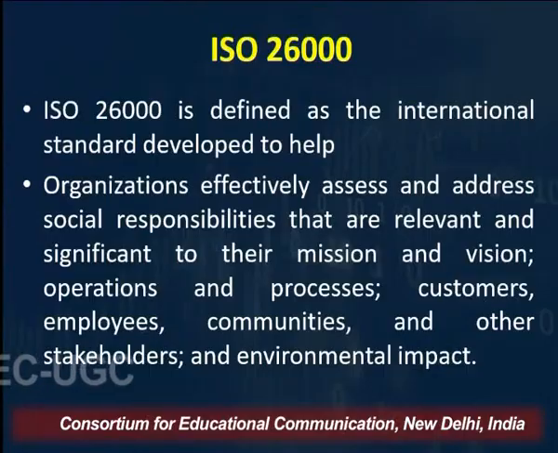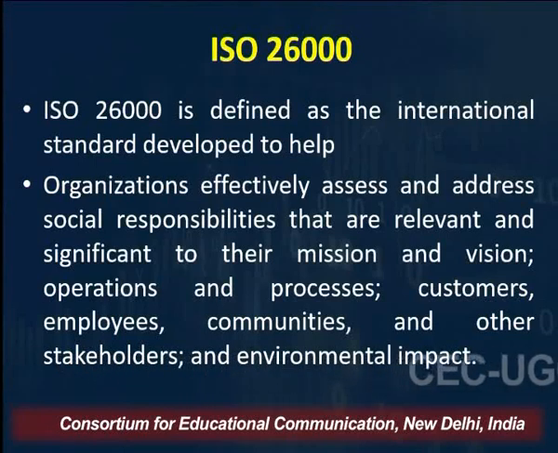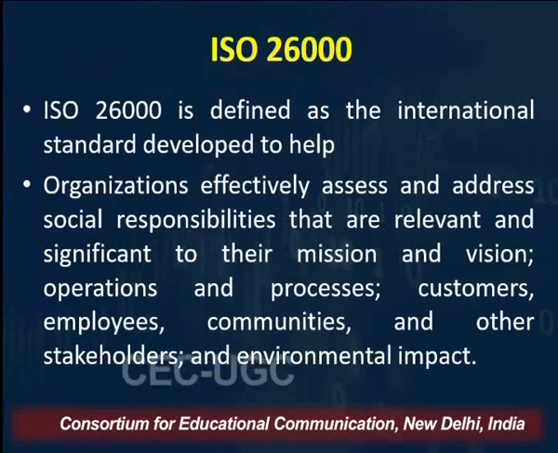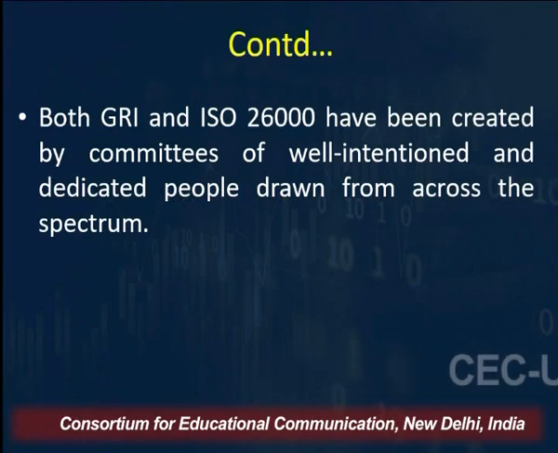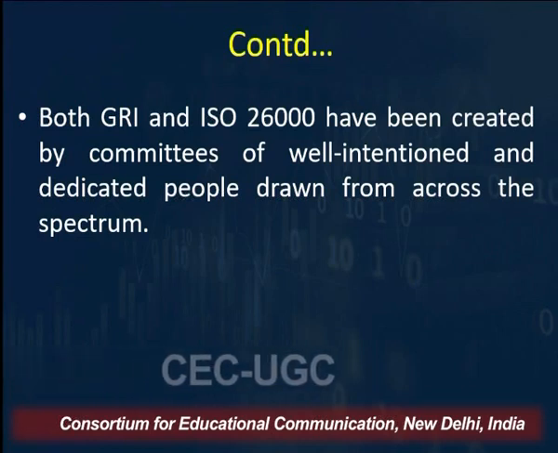It helps us effectively assess and address social responsibilities which are relevant and significant to our vision, mission, operations, processes, and of course our stakeholders. While doing so, we have to understand in what manner we are going to cause impact on the economic, environmental, or of course social aspect. So ISO 26000 is basically a standard. If we look at GRI and ISO 26000, both have been created by committees of well-intentioned and dedicated people drawn from across the spectrum.